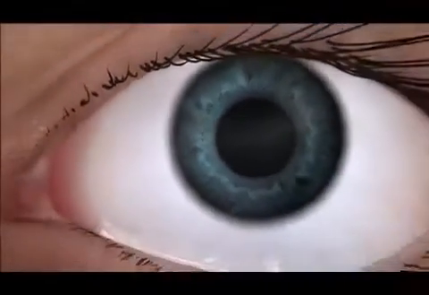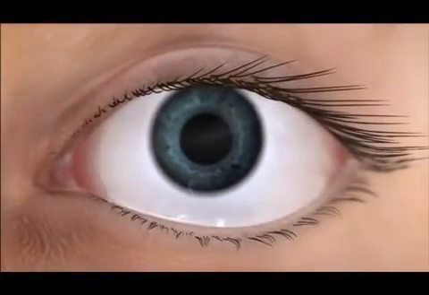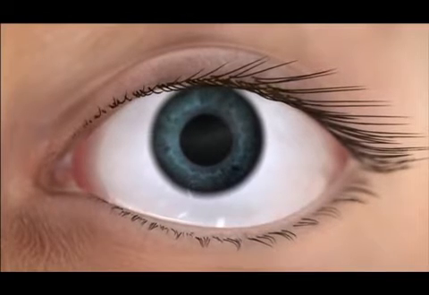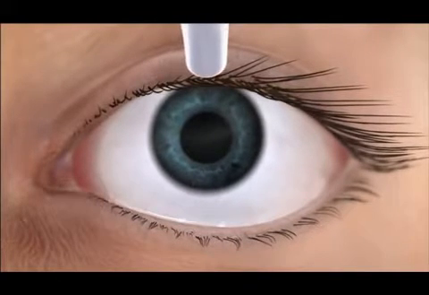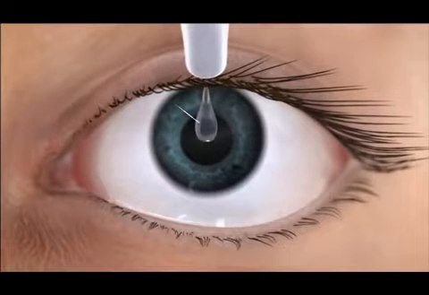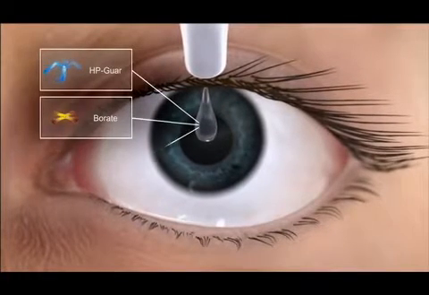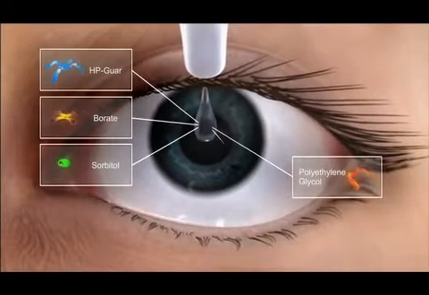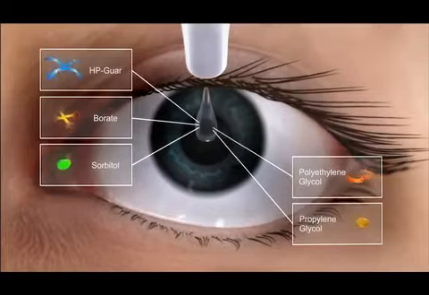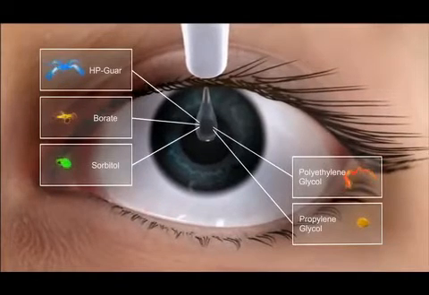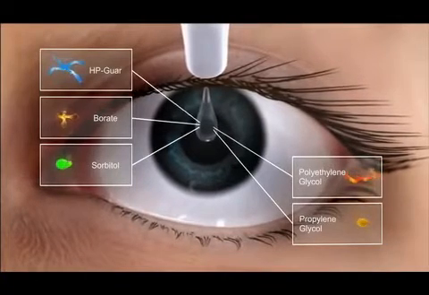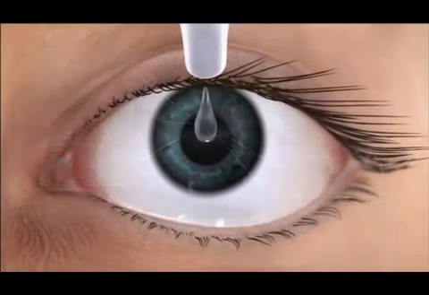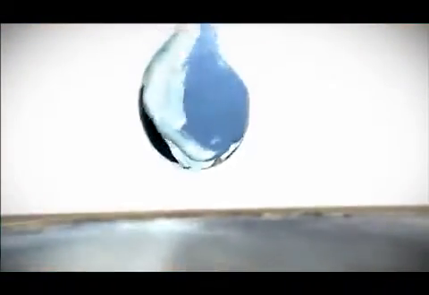In treating ocular surface disease, a therapy that allows the ocular environment to return to normal is the first step. The intelligent delivery system of Systane Ultra, consisting of HP guar, borate, and sorbitol, enables the ingredients, polyethylene glycol and propylene glycol, to lubricate and provide protection. As this intelligent delivery system interacts with the tear film, the pH adjusts to the natural pH of the eye, optimizing the viscosity of the solution.